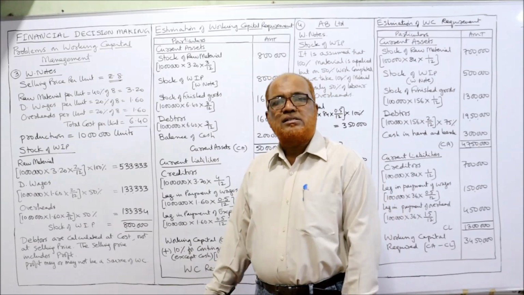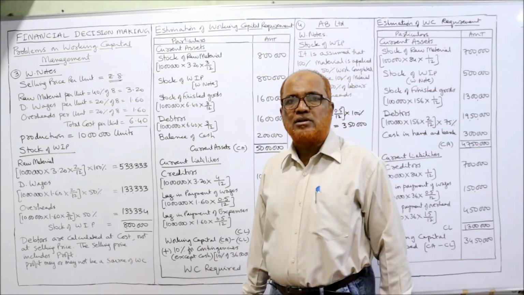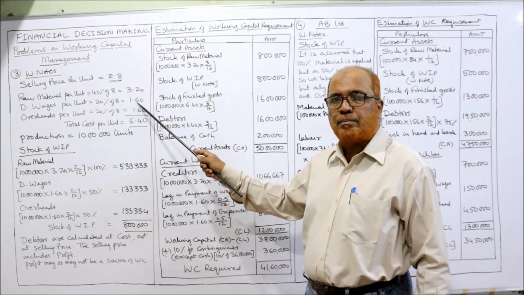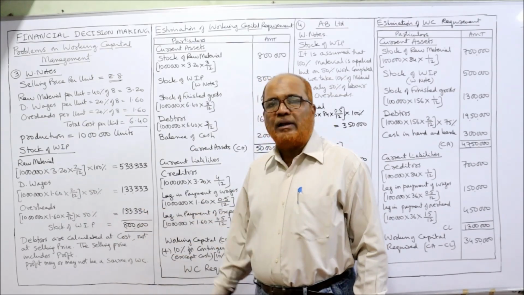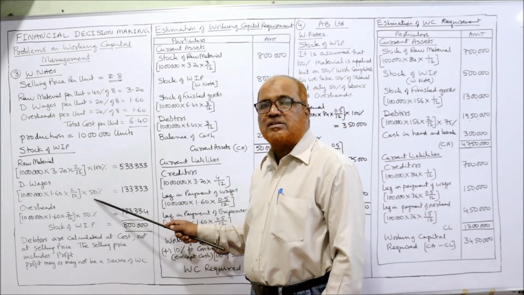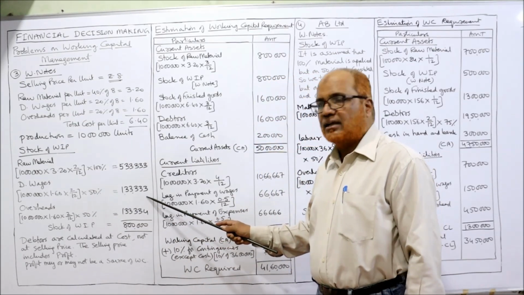Now direct wages. We assume direct wages only 50%, not 100%. So 10 lakh units into 1 rupee 60 paisa, the wages per unit, into 2 by 12, because work in progress is 2 months. 2 by 12 into 50%. Half wages are paid. Multiply, 1,33,333.